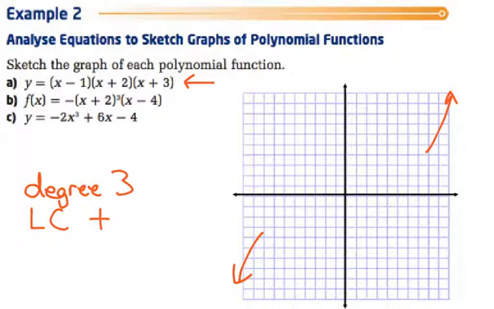Now we deal with what happens in the middle. Well, we're going to have x-intercepts. One of them will be at 1, another one at -2, and another one at -3. So we can put those on. The behavior of the graph at those x-intercepts is to be just passing through.